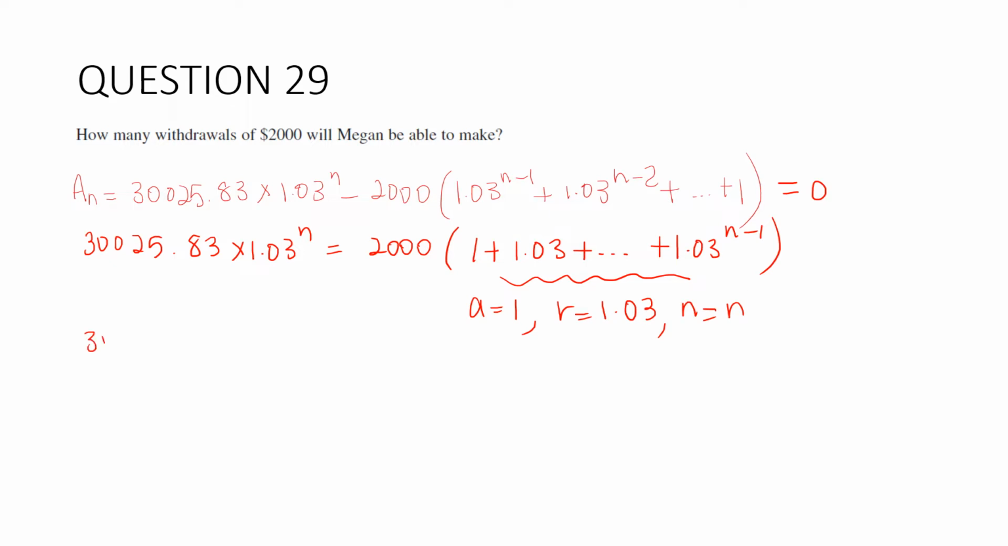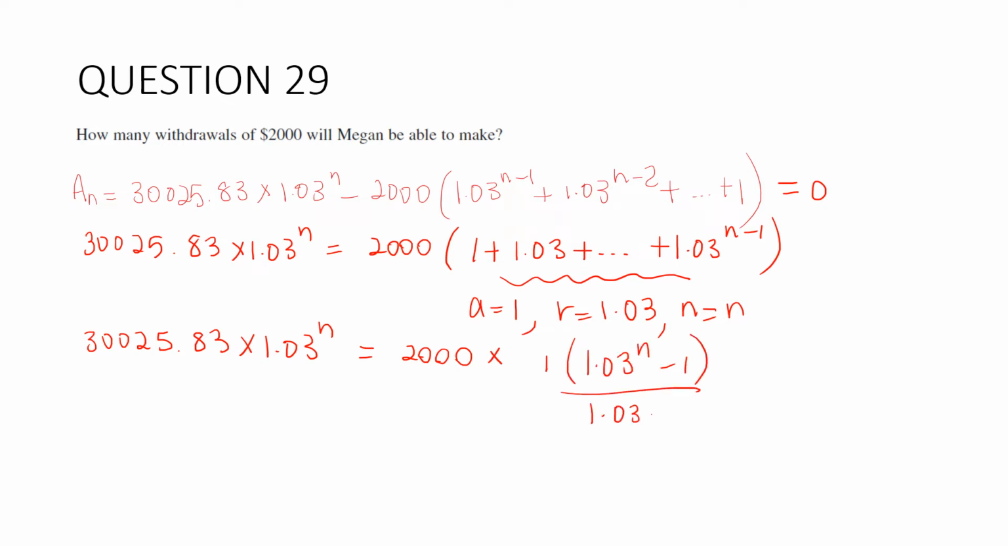So $30,025.83 times 1.03 to the power of n equals 2,000 times a, r to the n minus 1 all over 1.03 minus 1. All right, I'm going to work this part out here. 1 divided by 1.03, take away 1. And that's actually equal to 100 on 3. So let's tidy this up.